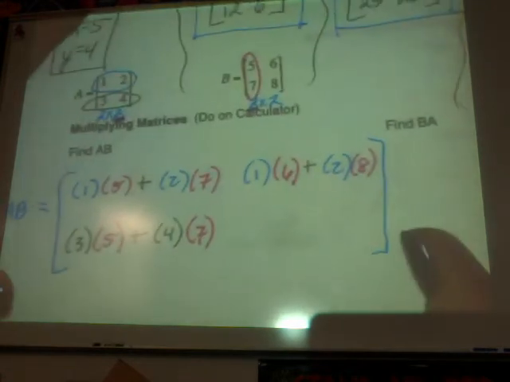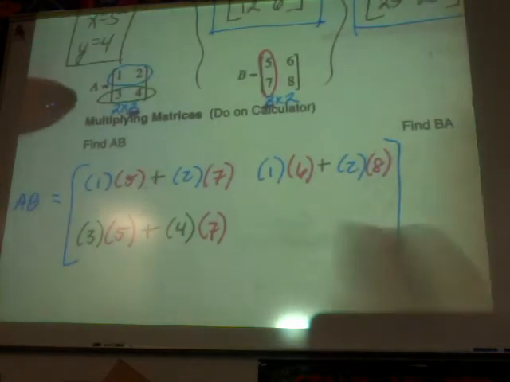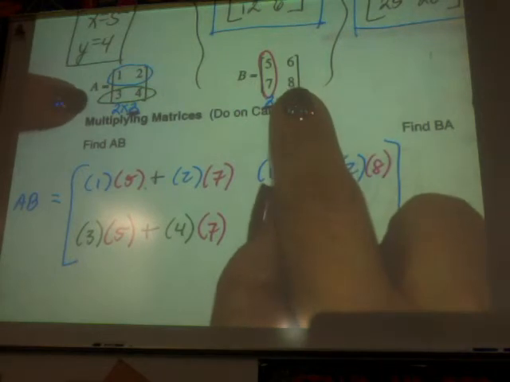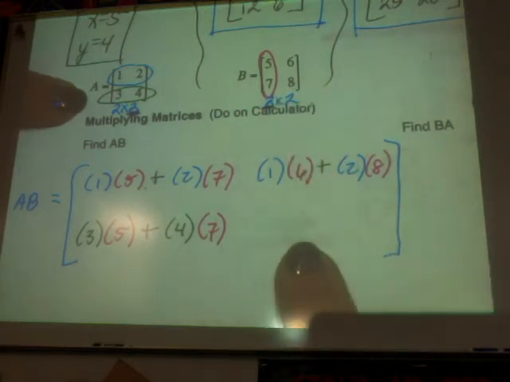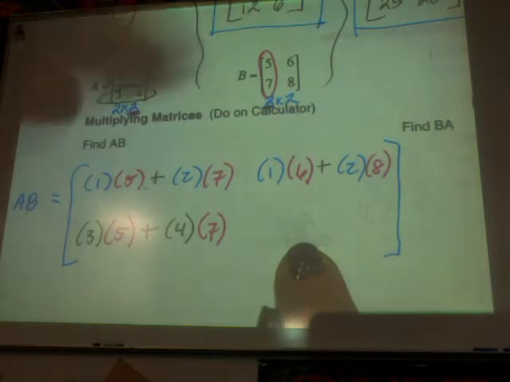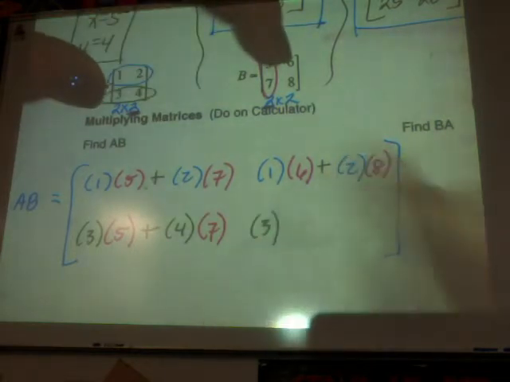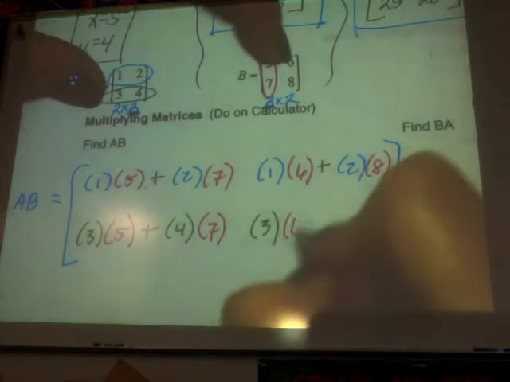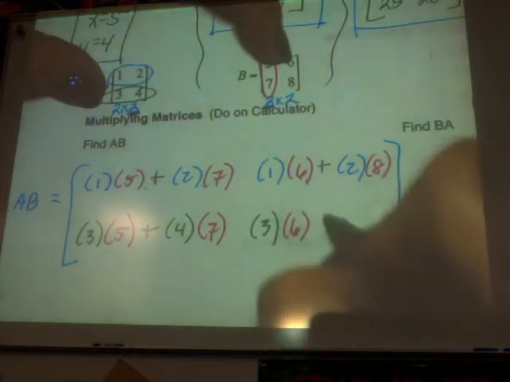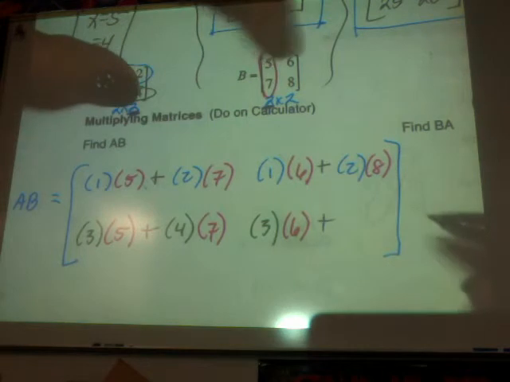Then I'm going to do it again, but I'm going to take this row and multiply it to the second column. Second row, second column belongs to element 2, 2. So 3 times 6, and then 4 times 8.